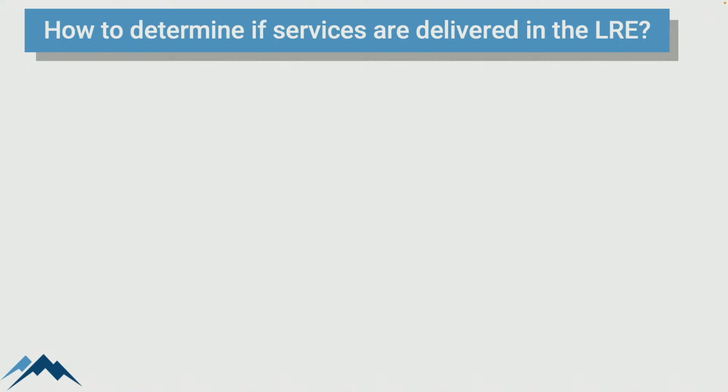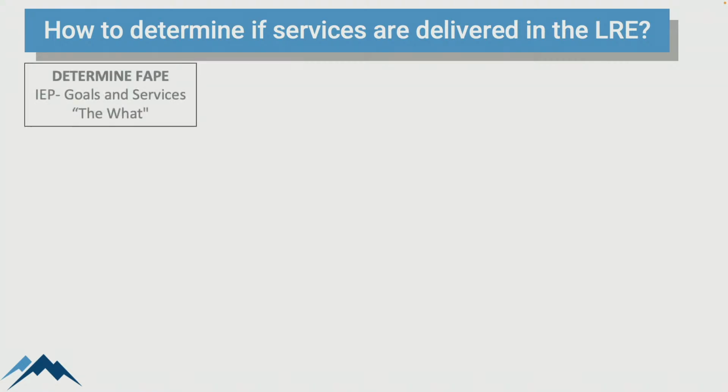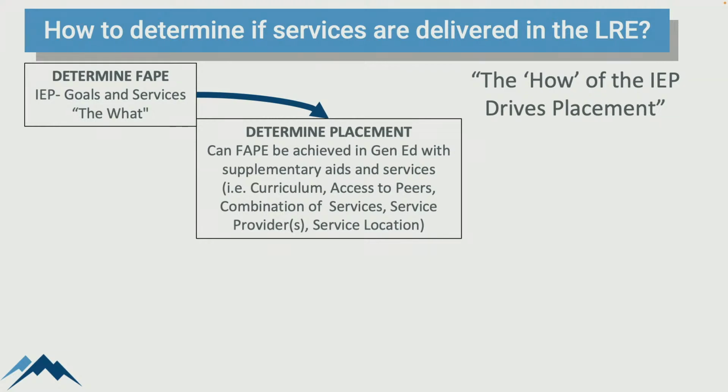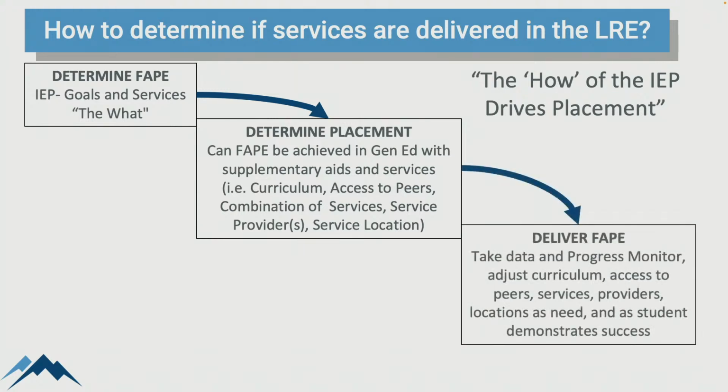And it's actually a process. It's a cycle. And what that process looks like is, first we determine what the FAPE is. We write the IEP, we have goals, the services, that's the what. We first determine that. Then we determine what the placement is. Where is that going to be? Who's going to provide it? And what kind of curriculum do they need? Then we provide that FAPE.